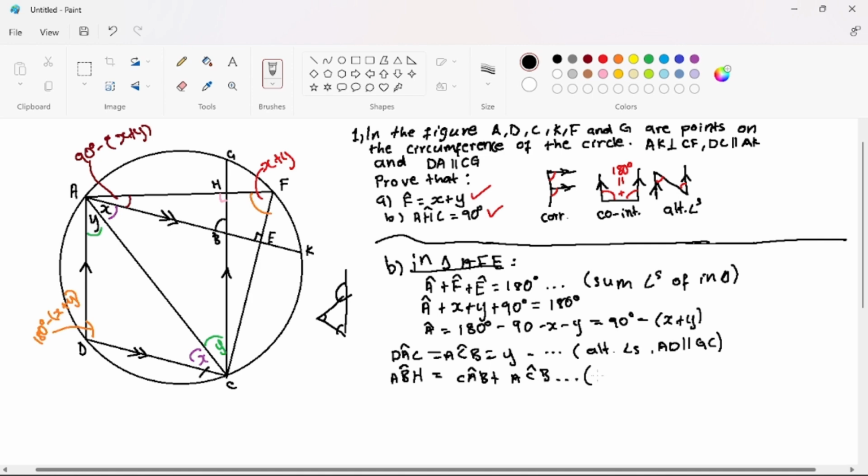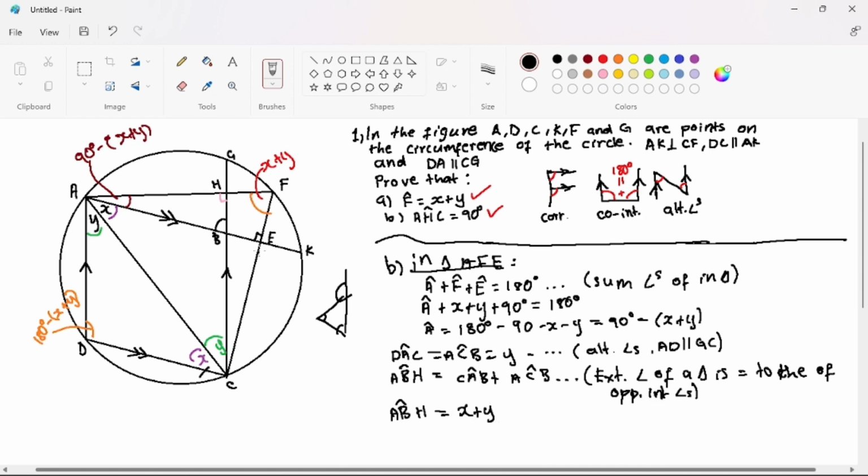Our reasoning, you are going to say: exterior angle of a triangle is equal to the sum of opposite interior angles. And then on your next step, you are simply going to substitute. So ABH is simply going to be, what is our CAP? CAP is X and ACP is going to be Y.